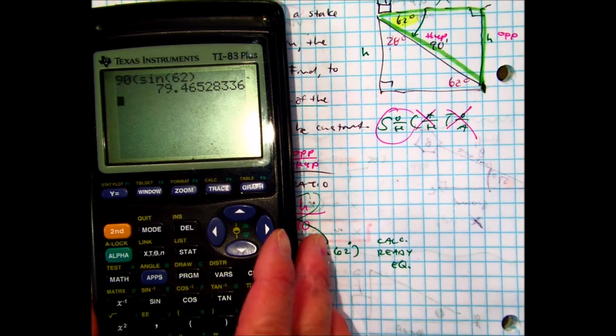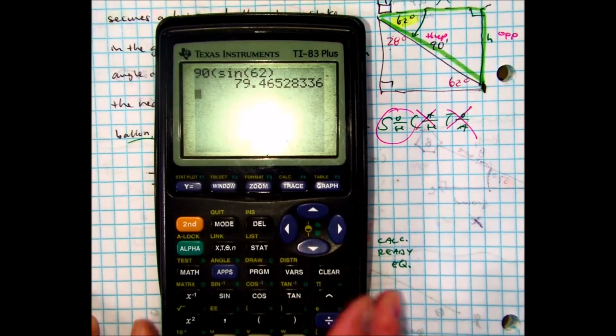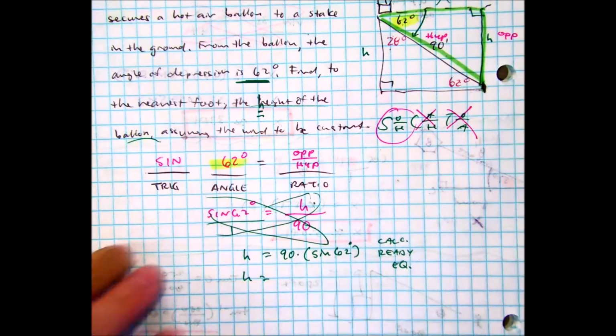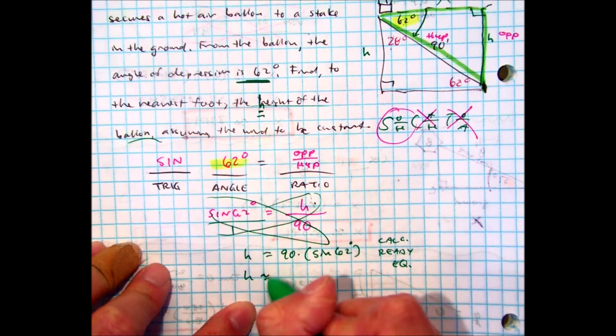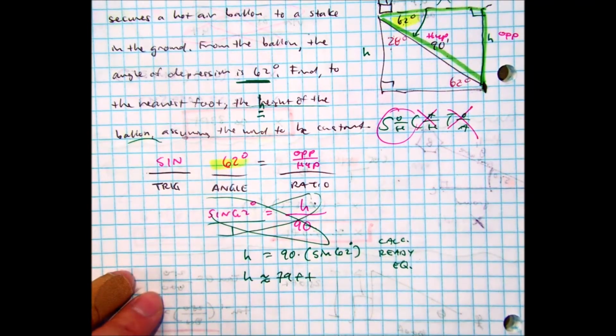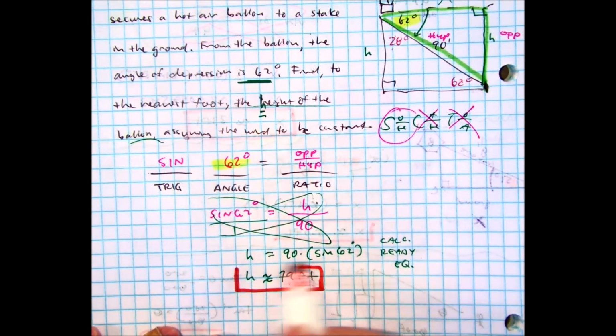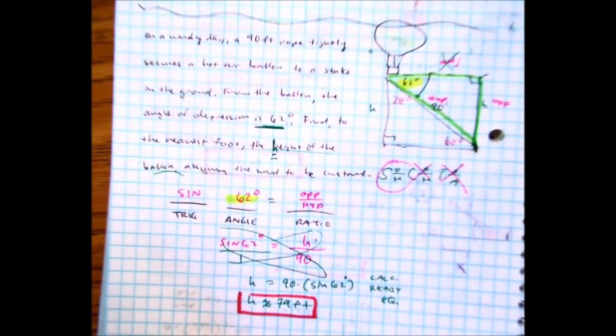In class, we're rounding to the nearest what? Foot. So that will give you what? Approximately 79 feet. And that's our answer for this word problem.